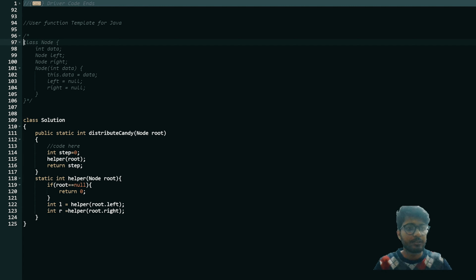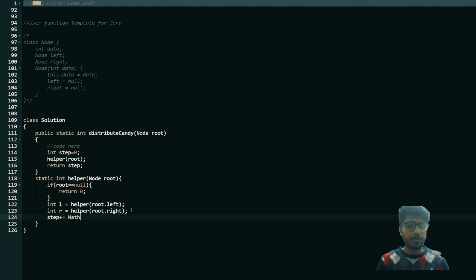They have already provided us a node class where we have a left node, a right node, and the data of this node. We will traverse the left side of the tree, and each time it will return some value which will be stored in our variable L. This value is nothing but the number of candies which has to be shared. Accordingly, in the variable R we will store the values returned by the right subtree. For each function call we will calculate our step. So steps will be equal to steps plus the absolute value of the left subtree, which is stored in L, and the value returned by the right subtree. So for each call we have calculated the number of steps.